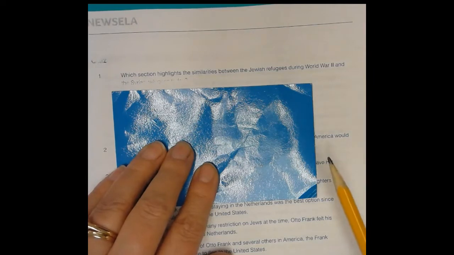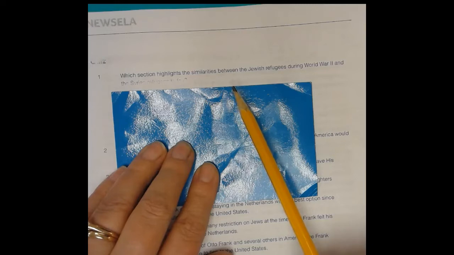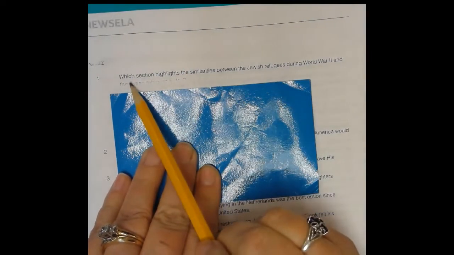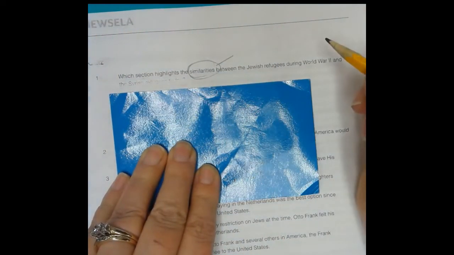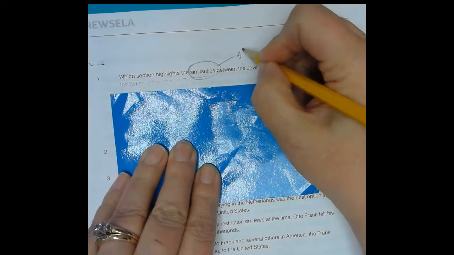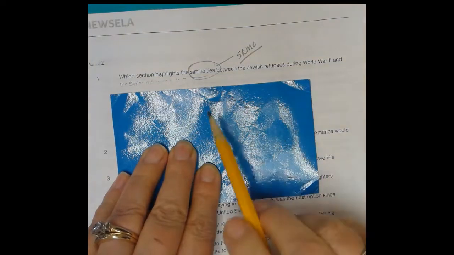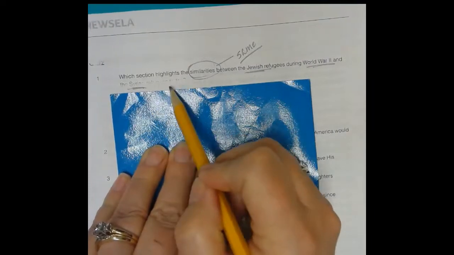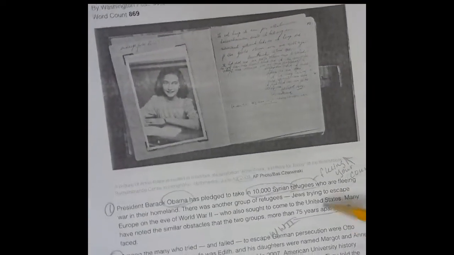Then the second thing is to circle or underline the key words in the question. So what is it asking? Reading again, it says, which section highlights the similarities? Similarities, again, you can look this up if you need to. Use your dictionaries. Similarities are the same, between the Jewish refugees during World War II and the Syrian refugees today. And so I'm going to go back into the text, hopefully without really looking at the answer choices, and I'm going to see the sections.